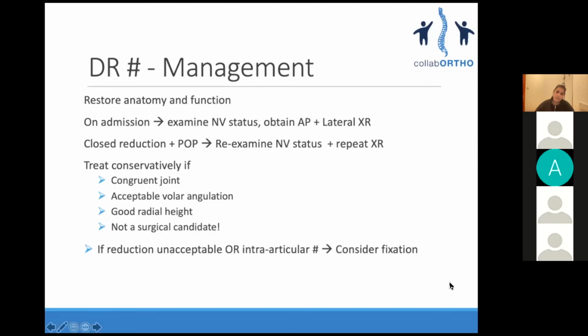Distal radiuses can be managed conservatively if they're not massively displaced, if the joint line is looking okay, if they haven't lost too much height, or they're just very old and frail, not a surgical candidate. You can just treat them in a back slab and it will heal. If you're not happy with the reduction, or it's an intra-articular fracture, so if it's a Barton fracture, volar or dorsal, you would go down the fixation route because you want to restore the joint line, hence restoring the function.